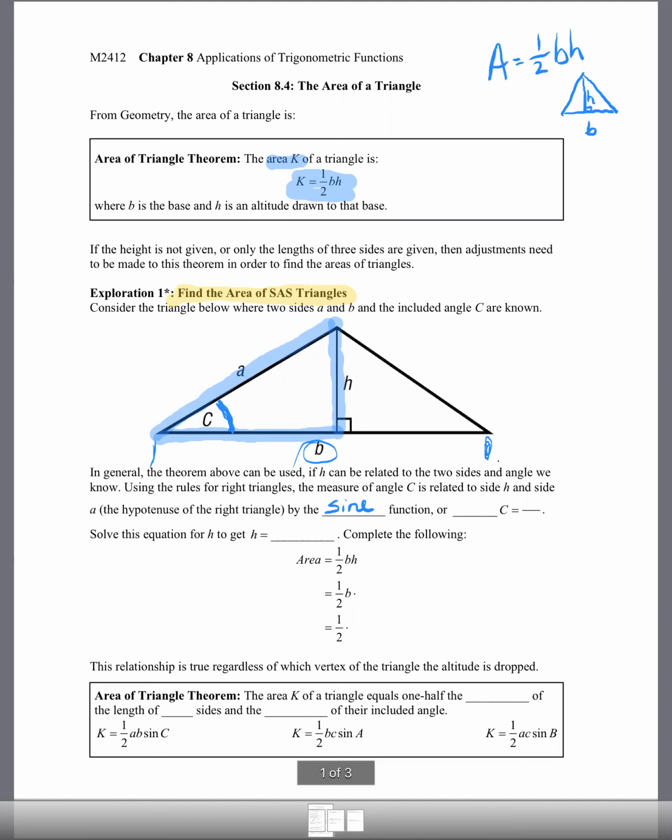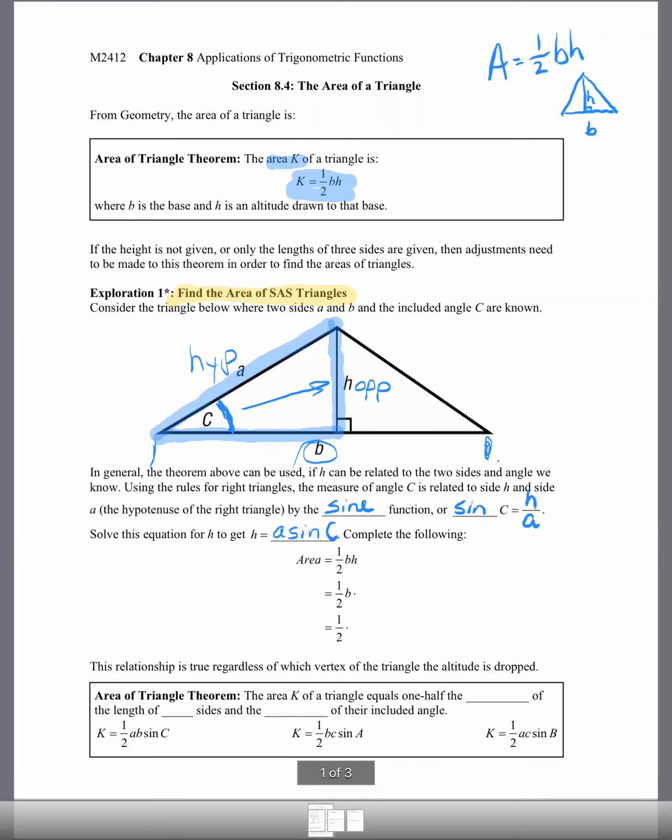And if you think about what sine was telling us, sine says if you know something about your opposite and you know something about your hypotenuse, that's the SOH part of the SOHCAHTOA. So you and I would have the sine of C equals opposite, which is H, over A. If we solve this little equation here for H, you end up multiplying both sides by A. So H, which is the height, is actually A times the sine of angle C.